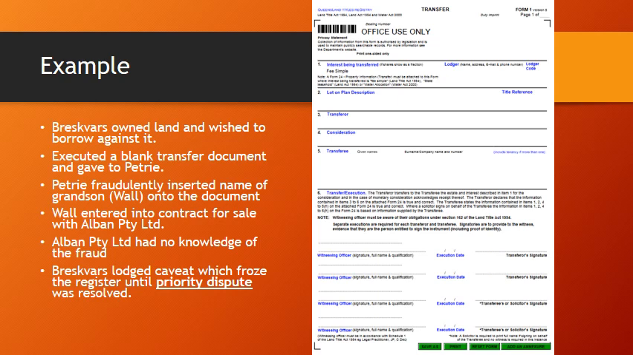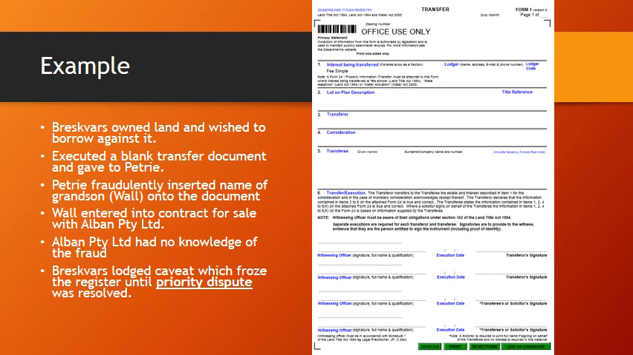Don't let the contract settle in favour of Albin until such time as we can sort out this fraud. Because once it actually changes hands to Albin, the Breskvars have no recourse. So in this case, we end up having what's called a priority dispute, because we have the Breskvars who are no longer the legal owners of the land, they have what is called equitable ownership. The legal title currently sits with Wall at the point that the caveat has been lodged, because he's become the registered owner.